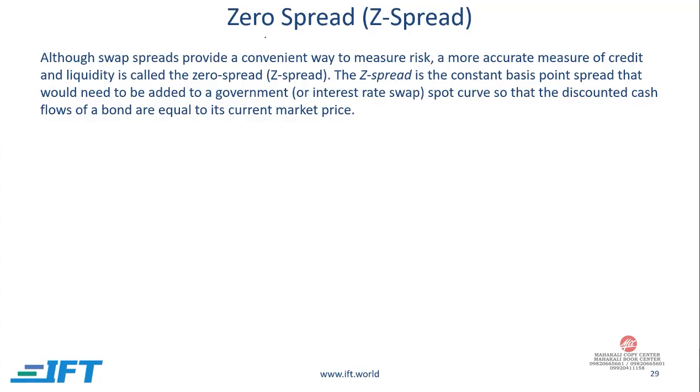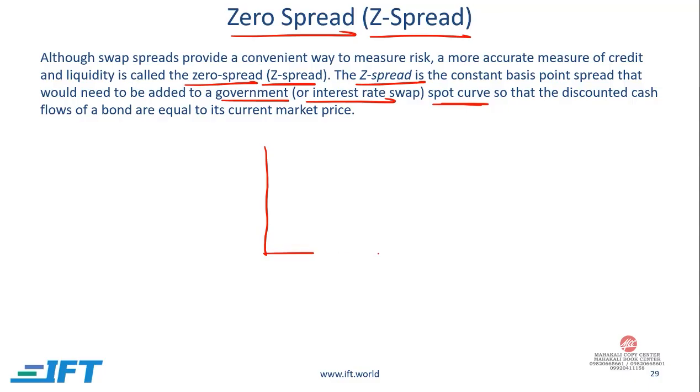A quick word here on the zero spread, which is also called the Z spread or the zero volatility spread. Although swap spreads provide a convenient way to measure risk, a more accurate measure of credit and liquidity is called the zero spread or the Z spread. The Z spread is the constant basis point spread that would need to be added to a government or an interest rate swap spot curve so that the discounted cash flows of a bond are equal to its current market price. So let me show this through a graph.